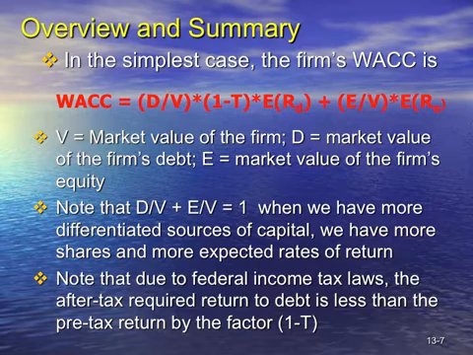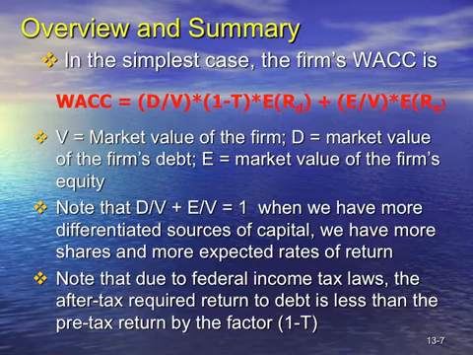Well, it's not as nasty as it looks once we sort it out. Let's do that. The WACC, in the simplest case, is D divided by V. Well, what's V? That's the market value of the firm. If it's a publicly traded corporation, that's easy to come by, isn't it?